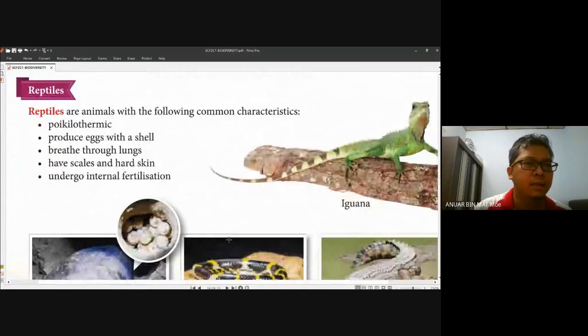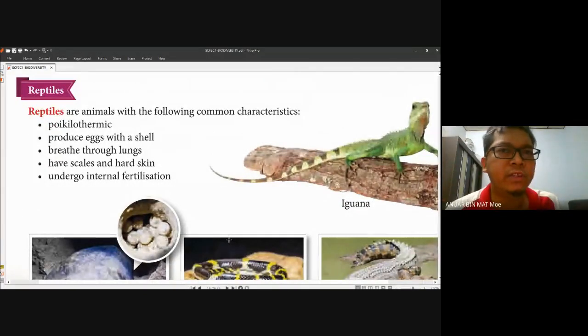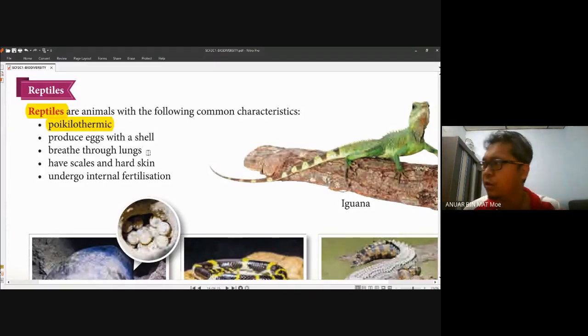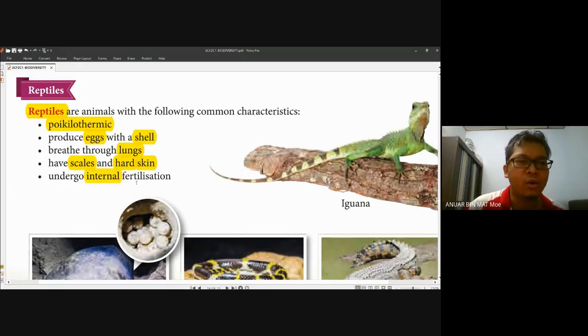The third classification for vertebrates is reptiles. Reptiles are animals with the following characteristics. Number one, still poikilothermic. Number two, produce eggs with shell. Number three, breathe through lungs. And then it has scales and hard skin. And then it undergoes internal fertilization.